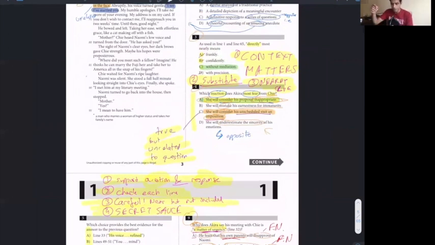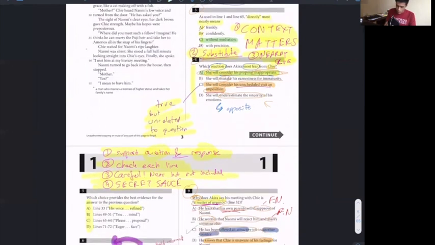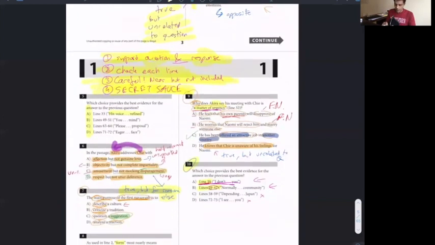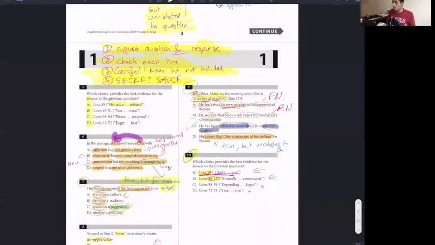Take a screenshot. For the "most nearly means" type question: context matters, substitute, then find nearby clues. And then the second type of question, which is answer support: you find support for the question and response both, something that supports both. Check each line, be careful for near but not included, and then the secret sauce applies again. This is it.